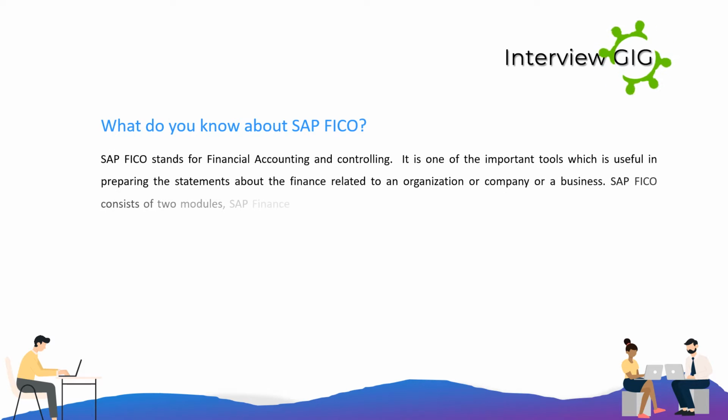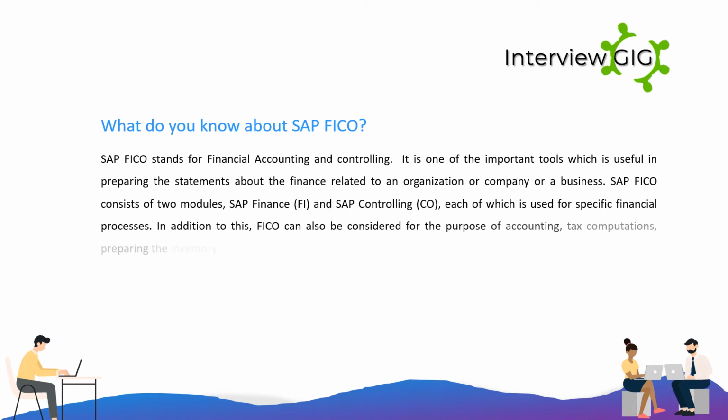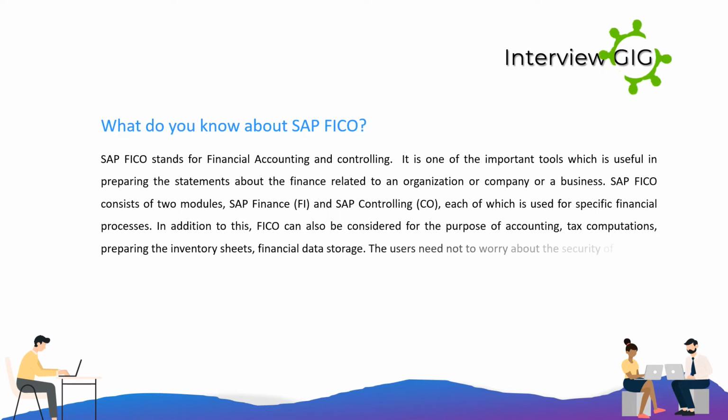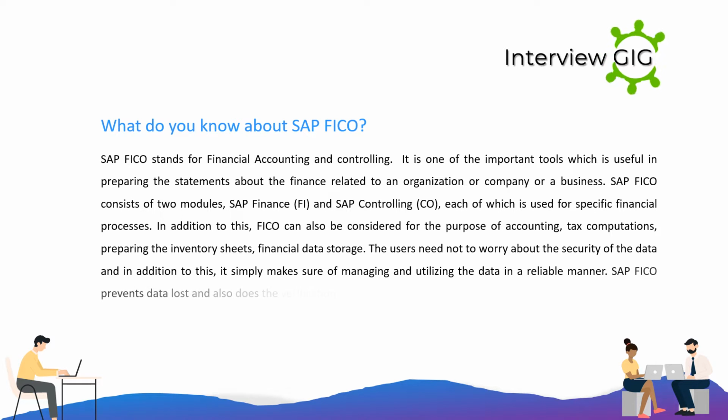SAP FICO consists of two modules, SAP Finance (FI) and SAP Controlling (CO), each of which is used for specific financial processes. In addition to this, FICO can also be considered for the purpose of accounting, tax computations, preparing the inventory sheets, financial data storage. The users need not worry about the security of the data, and in addition to this, it simply makes sure of managing and utilizing the data in a reliable manner. SAP FICO prevents data loss and also does the verification and reporting of data.